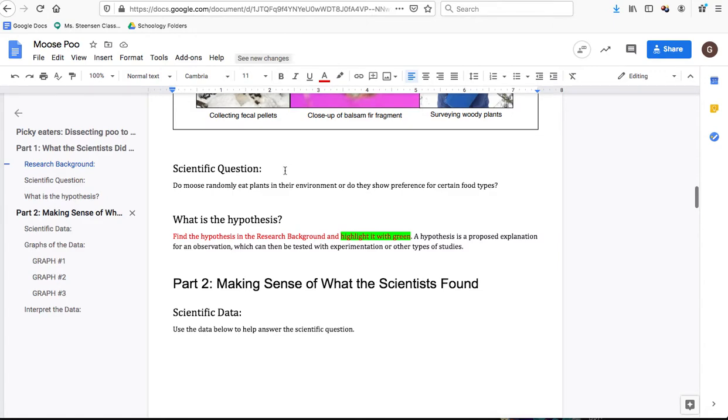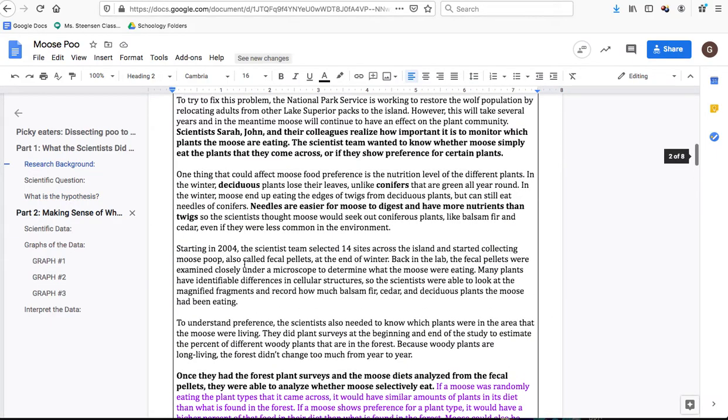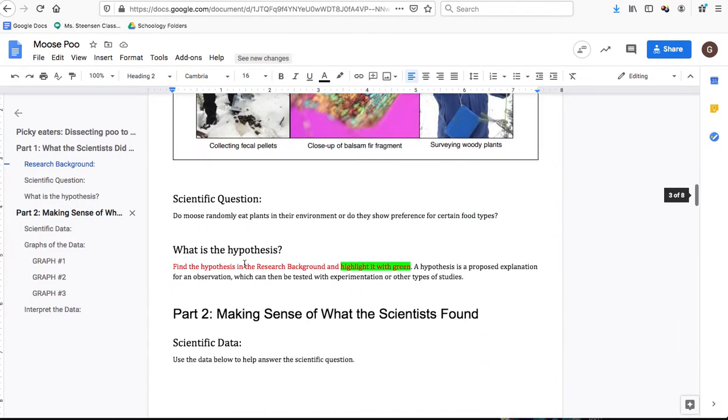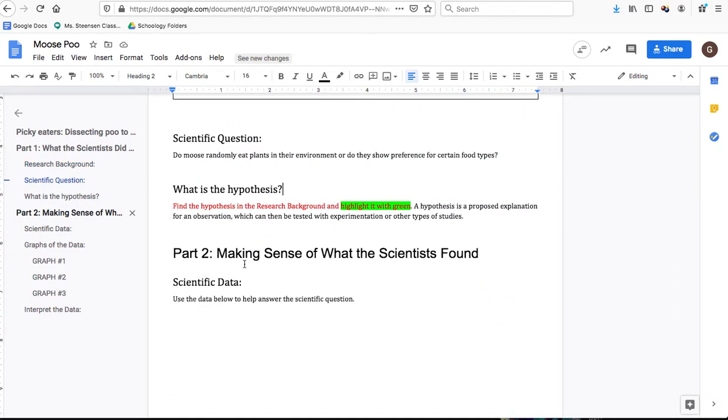So the first thing that you're gonna have to do is answer what is the hypothesis. And a hypothesis is basically a proposed explanation for an observation. So for something like this, it can often look like an if statement, and it's something like, well, if this is happening, then this is going to happen in consequence. So I'm not allowed to give you the answer for this one, so I'm gonna leave it up to you guys, and just go back to the reading, and look for a statement that looks like if this then that, or something along those lines, and highlight it with green.